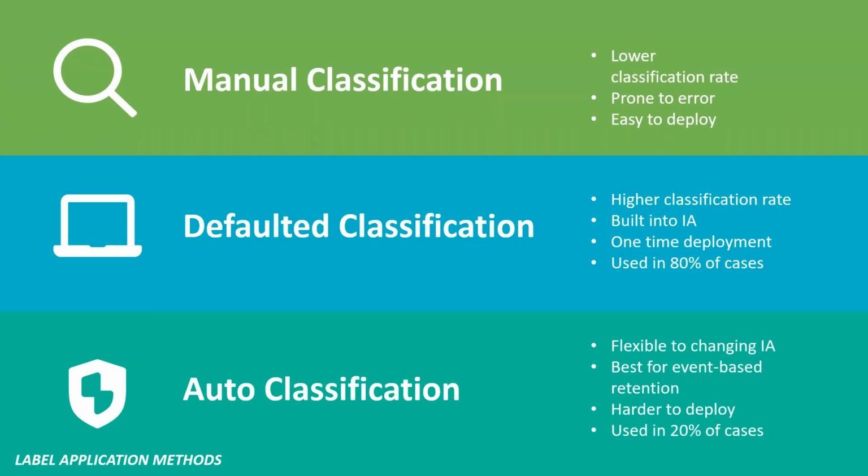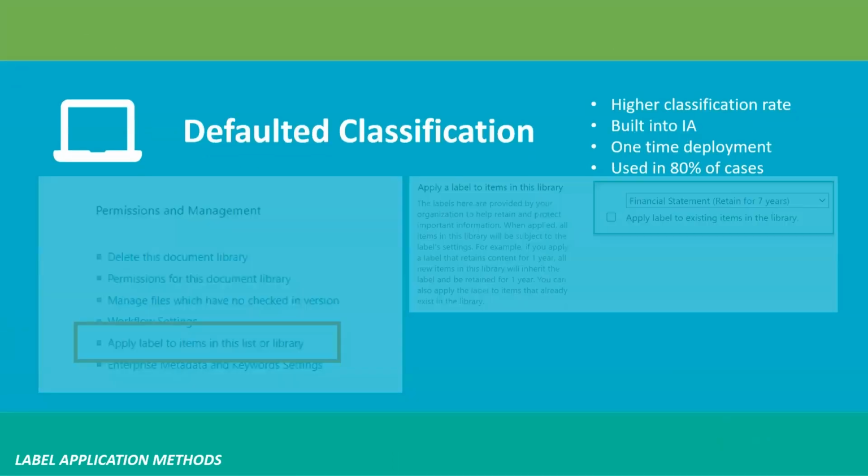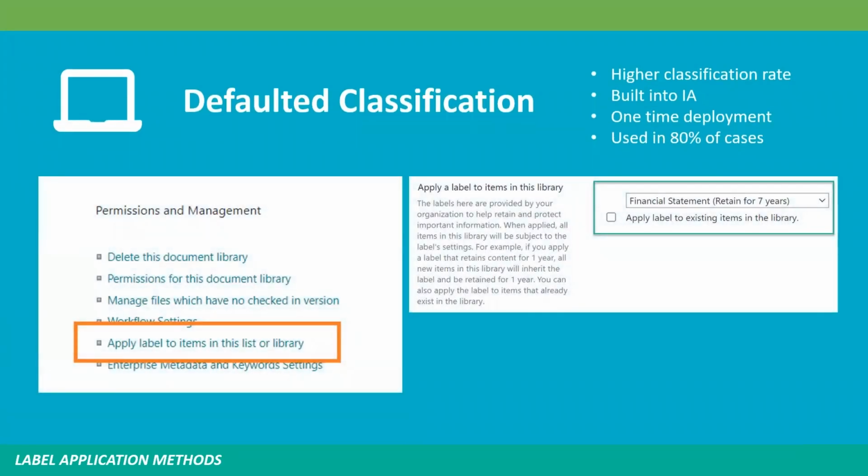Now, defaulted classification is going to focus on having that label set on a container level, whether it's a folder or a document library, so that we have that label assigned already. When the end users go in to SharePoint or Teams and upload their document, it gets that label applied automatically, which allows seamless records management. This actually requires only a one-time deployment, and we try to build it into the information architecture when we design information architecture with you.